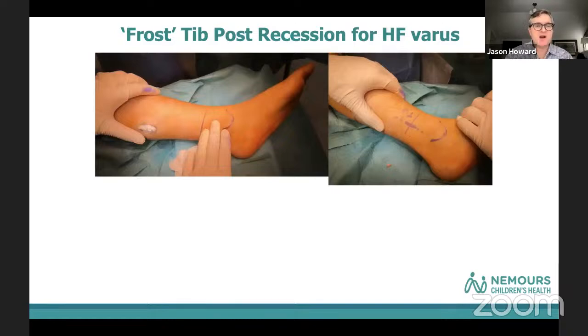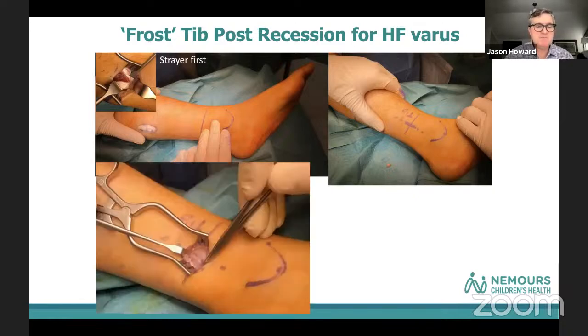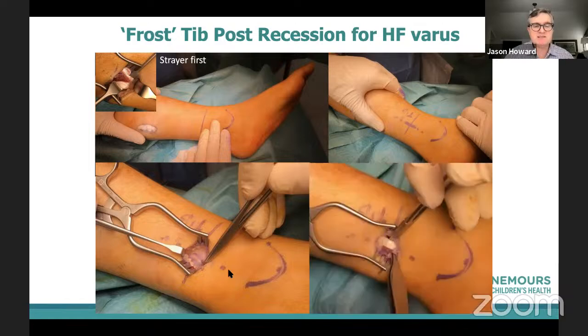I talked about the Frost. Frost is the name of the surgeon who first described this, the tib post recession. You can see your starting point for your incision is 3 finger breadths above the tip of the medial malleolus. See the incision there? You do a Strayer first to deal with your equinus. And then this is the deep fascia over the tibialis posterior. In fact, that's not the tibialis posterior that you see first. That's the flexor digitorum longus. You have to go deep to that.